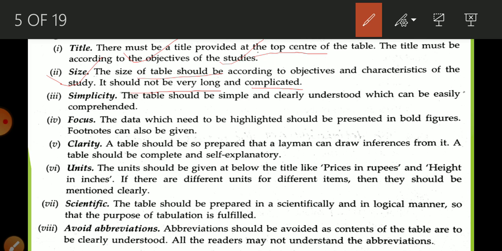Okay, it will be simple so that anyone can understand. Now simplicity: size should not be too large and it should not be complicated. We should not use many-fold tabular presentation. We have to consider that everything is written simply and clearly so that everyone is able to understand it. Now focus: data which needs to be highlighted is presented in bold figures. Like if you want to highlight anything in your tabular presentation, you have to write it in bold.